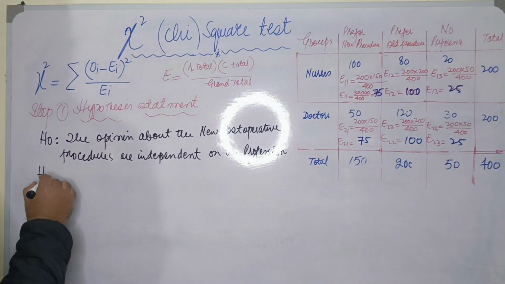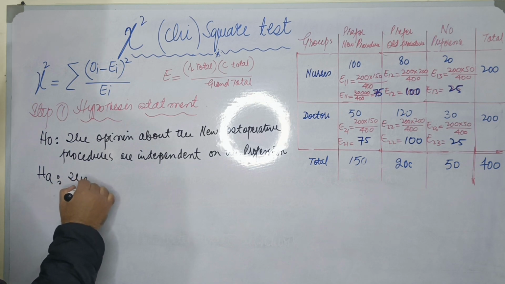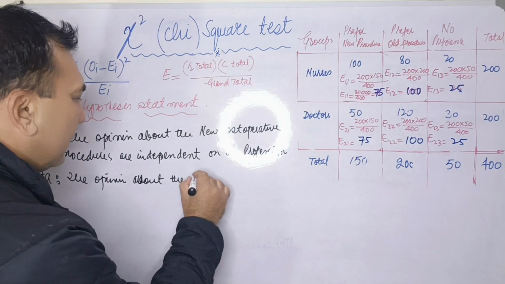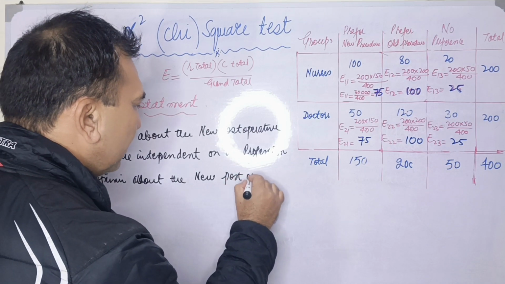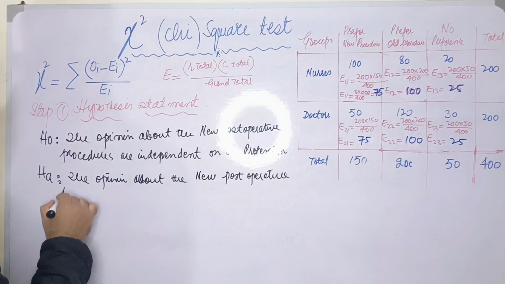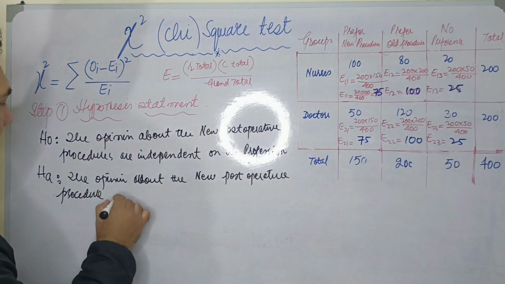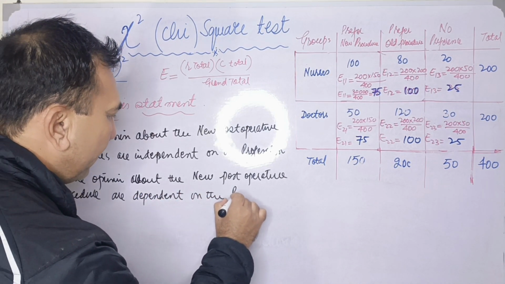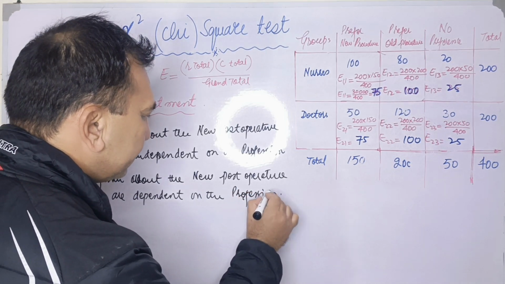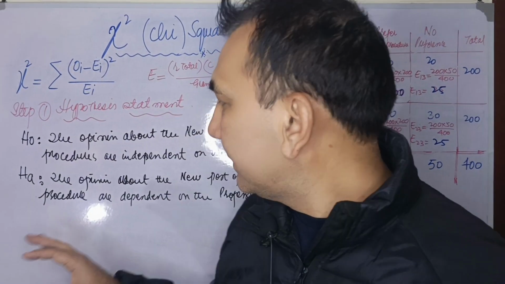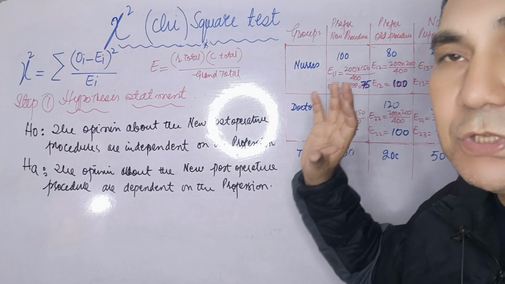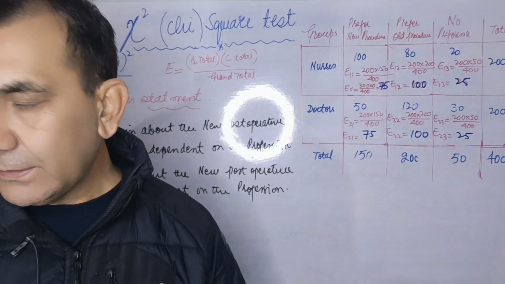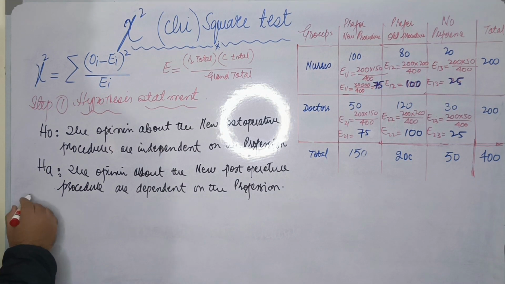Now we will make the alternate hypothesis: the opinion about the new post-operative procedure is dependent on the profession. It means the opinion about the new surgical procedure among the doctors and the nurses is different. Okay, so now we will go to solve step number 2.